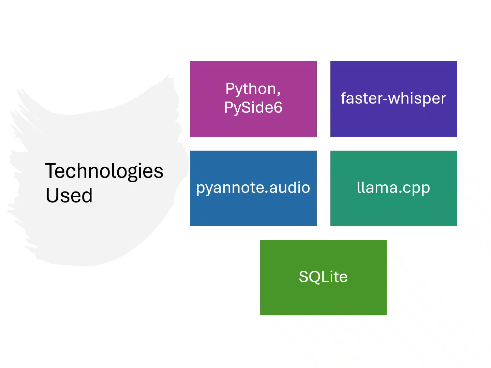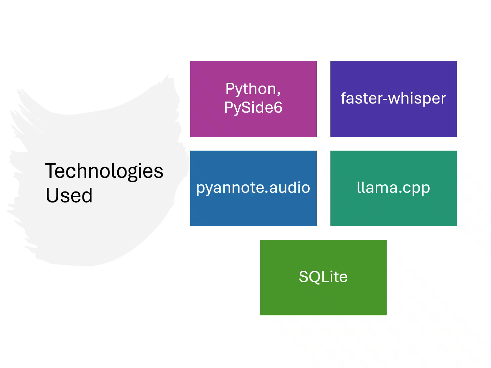This slide highlights the main technologies used to develop our system. The primary programming language we used in this project is Python because of its strong support for artificial intelligence, audio processing, and machine learning libraries. We also used PySide6 to develop the graphical user interface, allowing users to interact with the system in a more intuitive and user-friendly way.